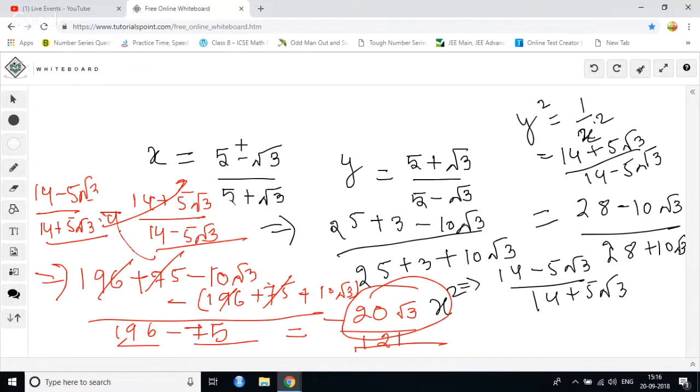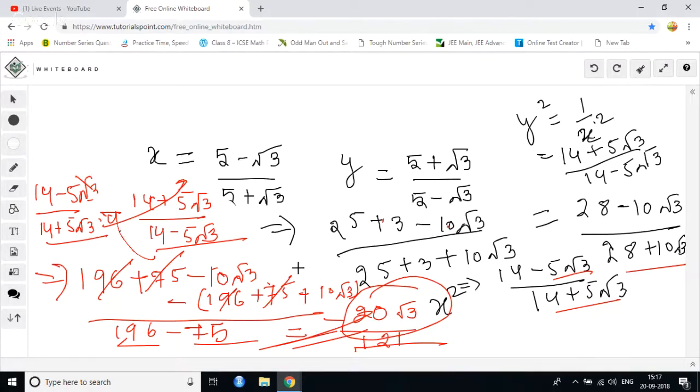I don't find any. Square of this would be 25 plus 3 minus 10 root 3, 25 plus 3 plus 10 root 3, so 28 minus 10 root 3, 28 plus 10 root 3, take 2 common, 14 minus 5 root 3, 14 plus 5 root 3. So when you multiply it, that comes out to be 196. So I think this should be the answer. If there is any calculation mistake, you can just check it. So this is how you have to solve this kind of question.